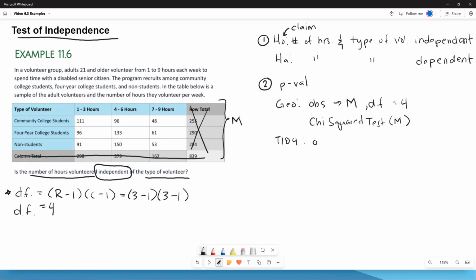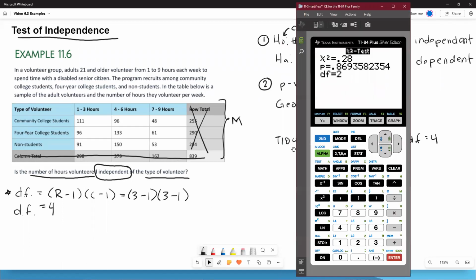If I'm on a TI-84, it's going to ask me observed, which I'm going to put in matrix A because that's the default. It asks me where the expected should go. That defaults to B, and then degrees of freedom is 4. And that is chi-squared test. And it asks for both matrices, observed and expected, even though we're only filling in observed. So I'm going to go ahead and do this first example with the TI.